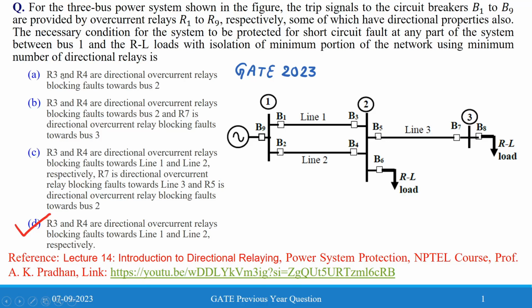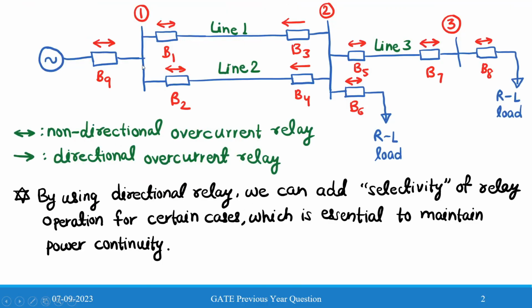So we have four options, and the figure belonging to this problem is given on this side. If we denote the directional and non-directional relays over the circuit, we can see that only R3 and R4 will be directional overcurrent relays and the other ones are non-directional overcurrent relays. First we understand why we need directional relays. Directional relays are required to add selectivity for relay operation so that we can maintain the power continuity in the rest of the lines.